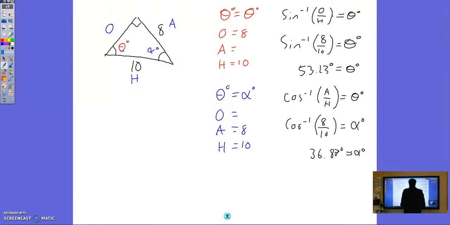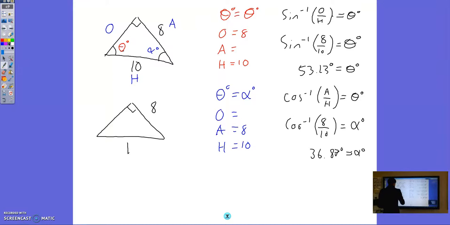So I now know that if I were to redraw this triangle accurately, I'd have 8 there, 10 there. This angle here would be 53.13 degrees. And this angle here would be 36.87 degrees. Good luck.